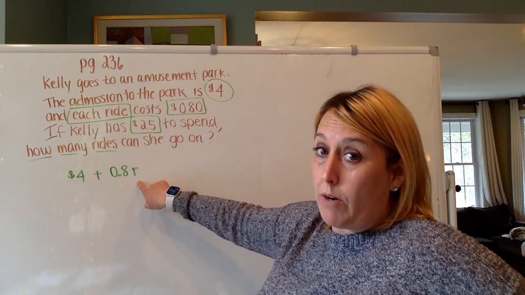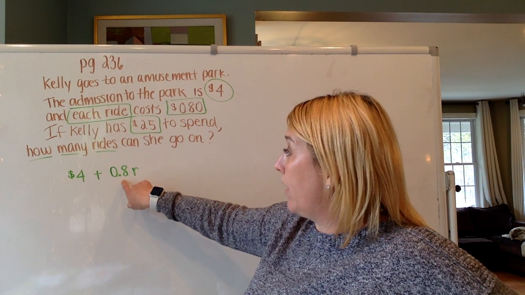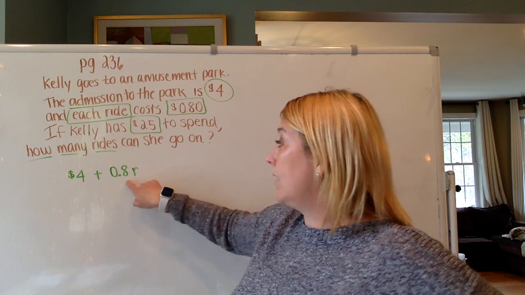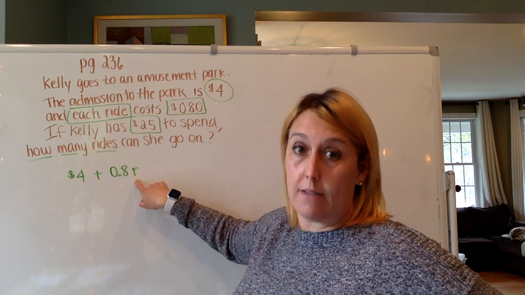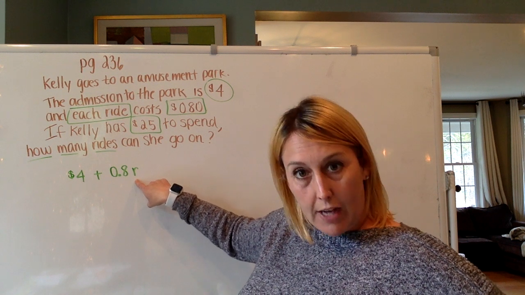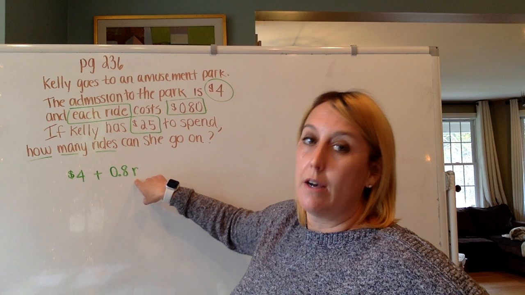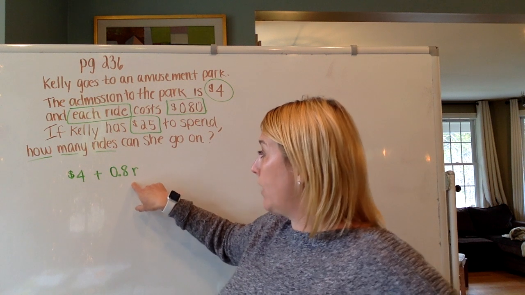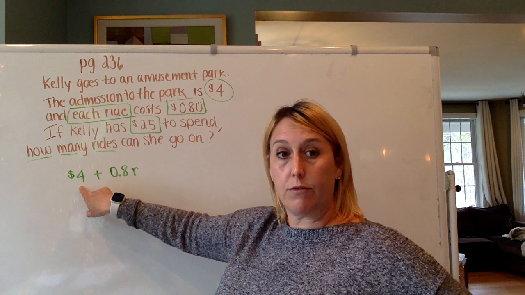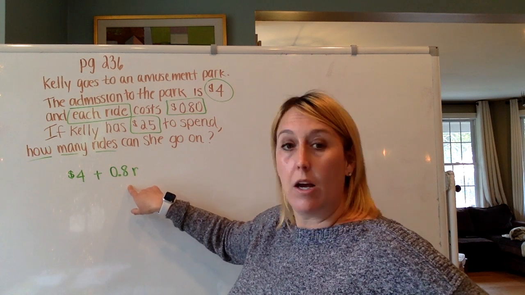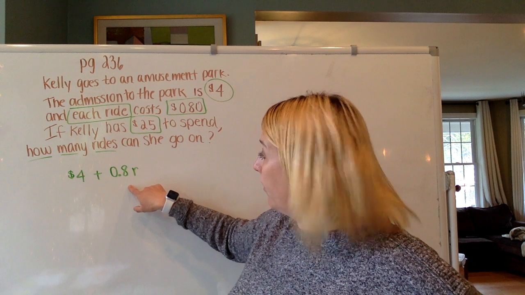We don't know how many rides she can go on. That's what we're trying to find out. They're 80 cents each, so for every ride, it's 80 cents. If she went on one ride, it would be 80 cents. Two rides would be $1.60. Three rides would be $2.40. Five rides would be $4, right? But we don't know how many rides she can go on yet. But we know it's going to cost her $4 to get in, and 80 cents per ride.